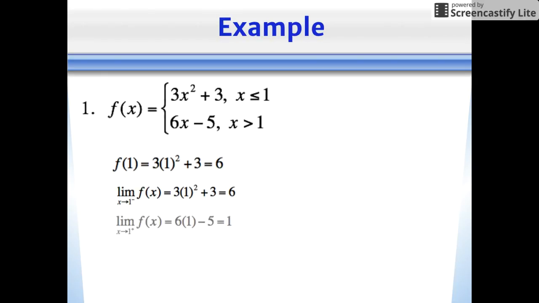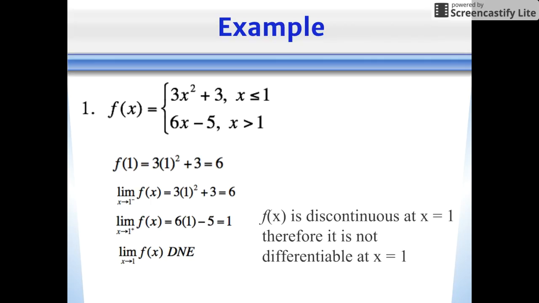Checking the limit from the right, when I plug in 1, it would be the bottom equation, and I get 6 minus 5, which equals 1. The limit does not exist because the left limit and the right limit are not equal. And so that means f of x is discontinuous at x equals 1, therefore it is not differentiable at x equals 1. So you don't even need to go forward to find f prime.